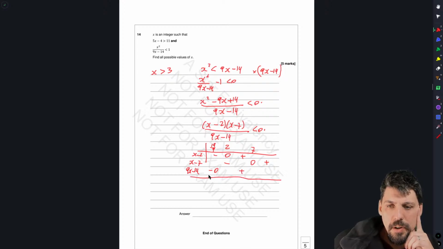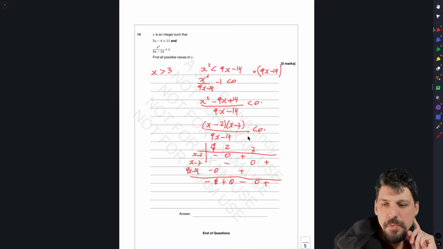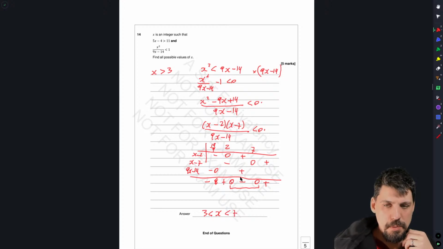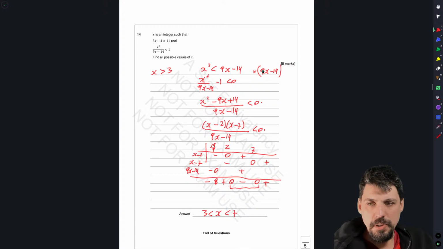So overall, what have I got? I'm dividing by 0 at 14 over 9. I've got 0, I've got 0. So to the left of 14 over 9, this whole thing will be negative. Then it'll be positive. Then it'll be negative. Then it'll be positive. So I want to find out where this thing is negative, so it's in between these two values here. But it also needs to be bigger than 3. So my answer is, I have a sneaky feeling I overthought this one massively. You probably could have just multiplied it up and been fine.